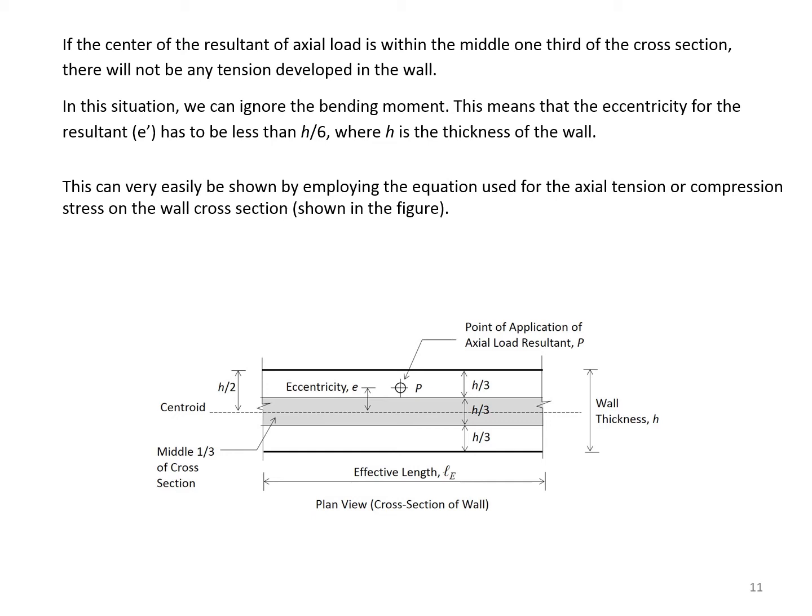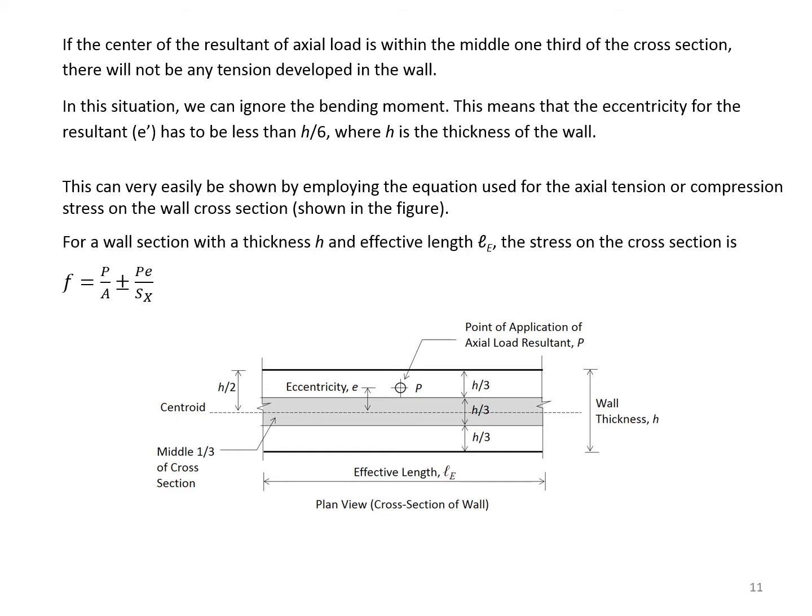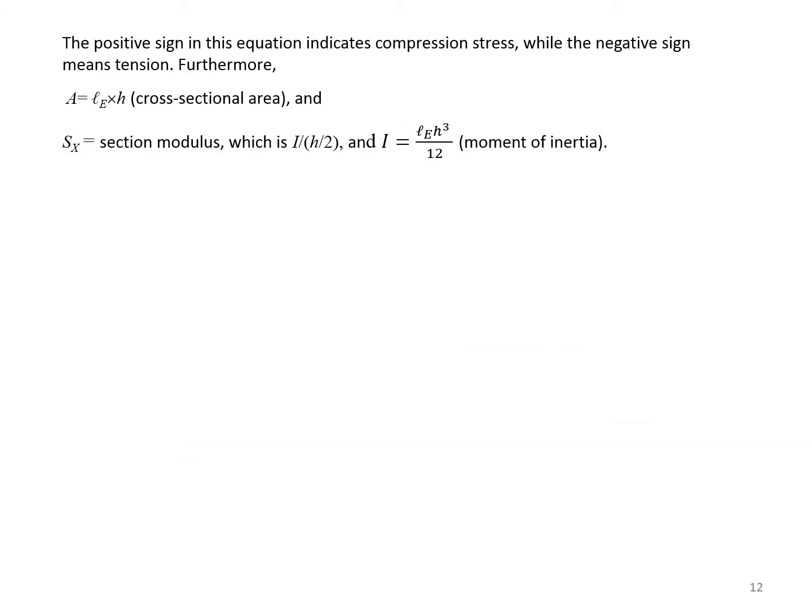Also notice that we have taken the effective length of the wall as LE. For a wall section with a thickness h and effective length LE, the stress on the cross-section is from the following equation. The stress F is equal to P divided by A plus or minus P divided by Sx, where A is the cross-sectional area of the wall over the effective length. In other words, A is equal to LE times h, and Sx is the section modulus of the wall cross-section, which is the moment of inertia divided by h over 2, and the moment of inertia is LE h cubed divided by 12.